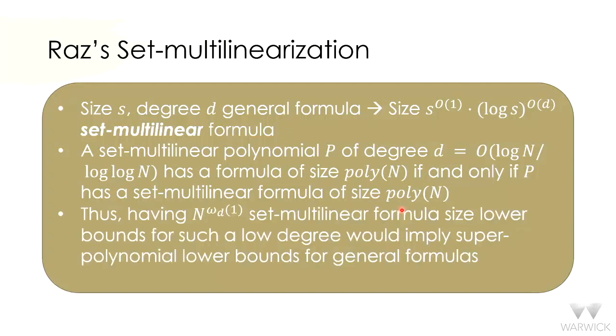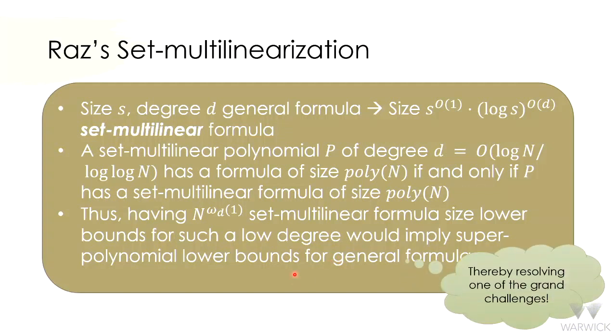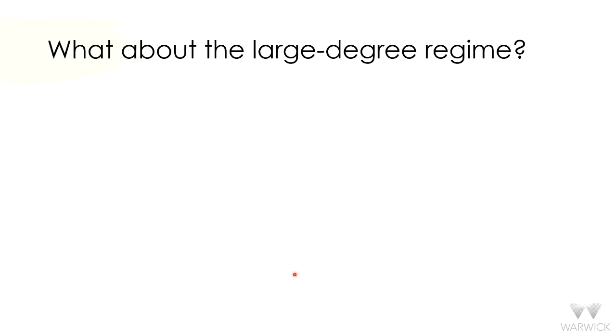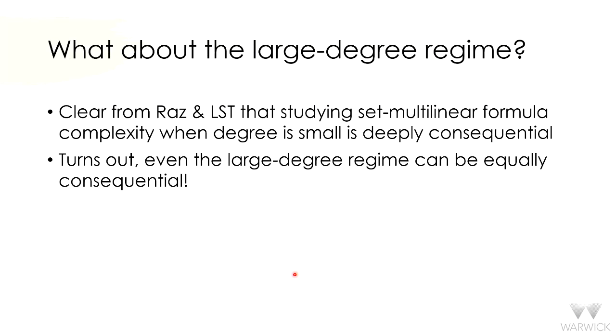So stated in the contrapositive, this means that if you're able to show super polynomial lower bounds in the set multilinear setting when the degree is small, that would imply super polynomial lower bounds for general formulas, right? And thereby resolving one of the grand challenges. So it's clear that, from the two results that I mentioned, Ross and LST, studying set multilinear complexity when the degree is small can be very, very consequential to our field.